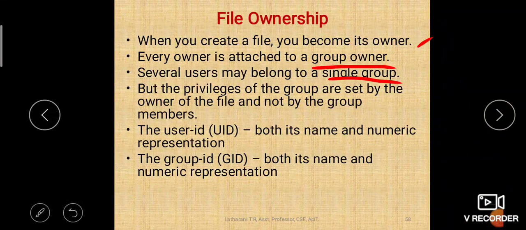Then we have user ID and group ID. The user ID is the name of the user plus the numeric representation of the user, and the group ID is again the name of the group and the numeric ID number of the group. Okay.